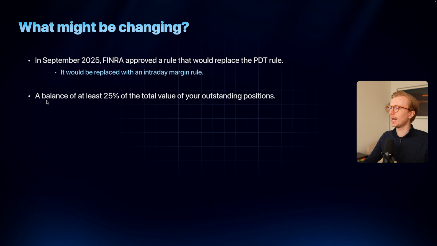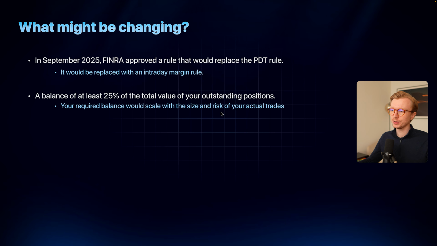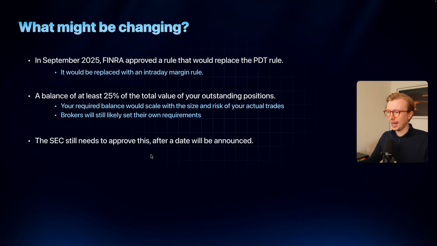Essentially, the way that works is that a balance of at least 25% of the total value of your outstanding positions is needed. In more simple terms, your required balance would scale with the size and risk of your actual trades. So making it more dynamic, making it a little bit more friendly overall. That also means that you don't need the $25,000 minimum. But also important, brokers will still likely set their own requirements. So they still might say, for example, well, you still need $20,000 as a minimum. The reason why we are not seeing the change just yet is because the SEC still needs to approve this. After that happens, after they approve it, a date will be announced.